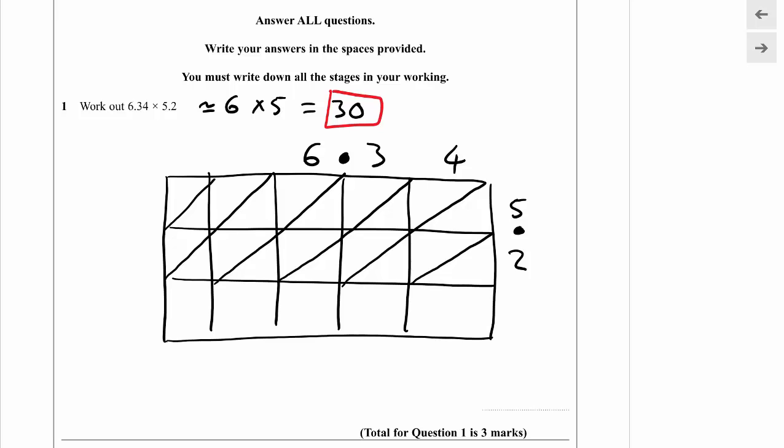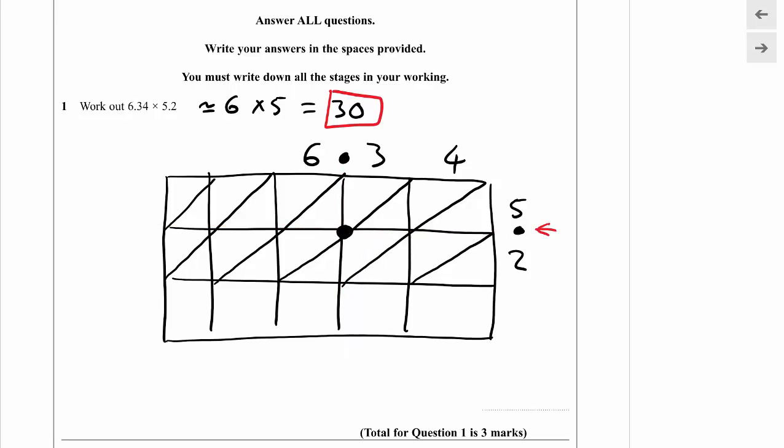First things first then, I need to see where these decimal places intersect. So this decimal place corresponds to this line down here. Corresponds to this line down here. And this decimal place corresponds to this line across here. Now where these two lines intersect corresponds to my decimal place. So that's where my decimal place is.